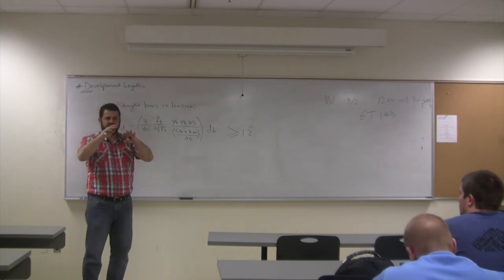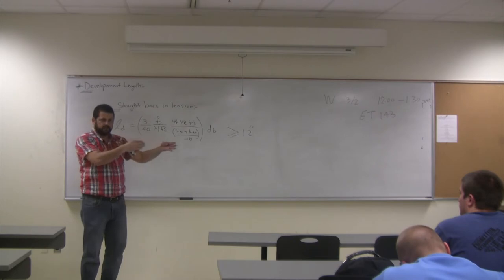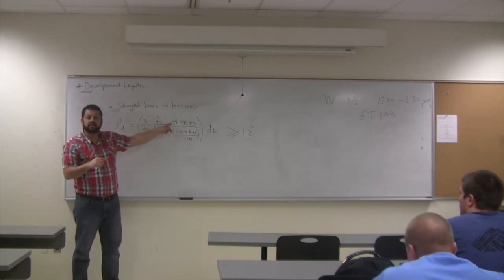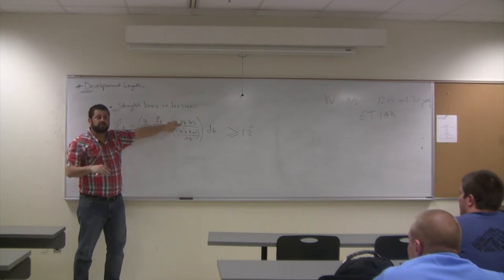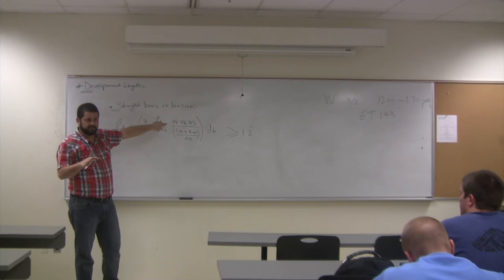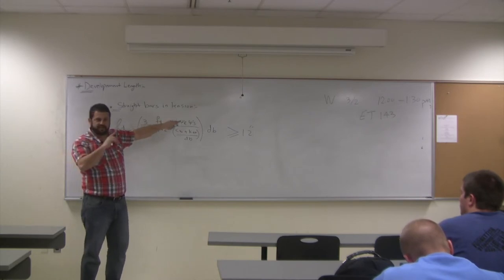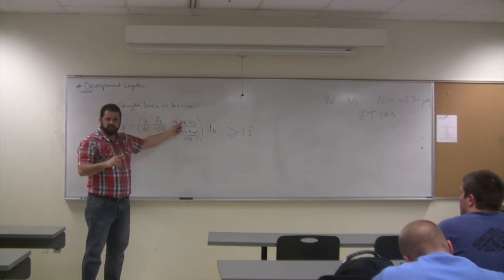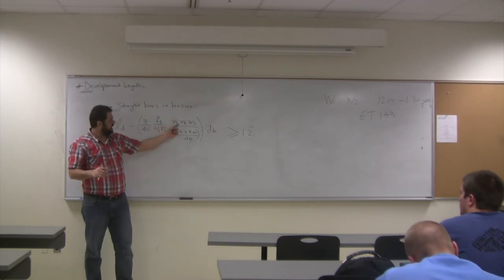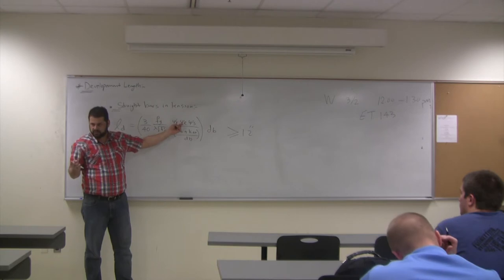The cover over the bar. If you get that condition met, which is 1.5, and you have this one, 1.3, the product of those two cannot be more than 1.7. That's the only case you may have that, if this is 1.3 or this is 1.5. Most of the time, as I said, this is 1, for non-epoxy coated bars.